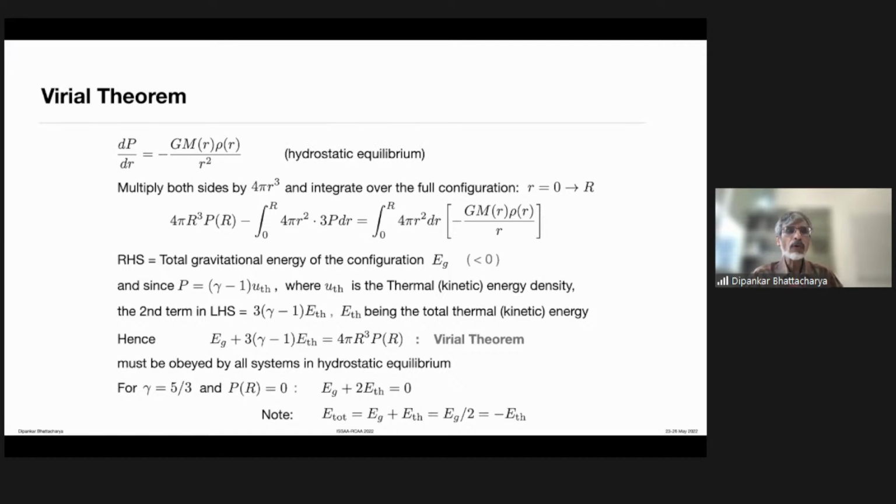But before we even solve for such a thing, we can look at some of the general properties that the hydrostatic equilibrium equation puts in front of us. So let us start with this Newtonian form of the hydrostatic equilibrium equation. dP/dr is minus G m(r) rho(r) over r squared.